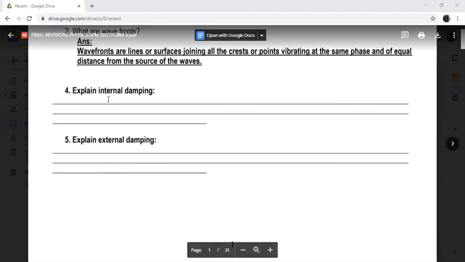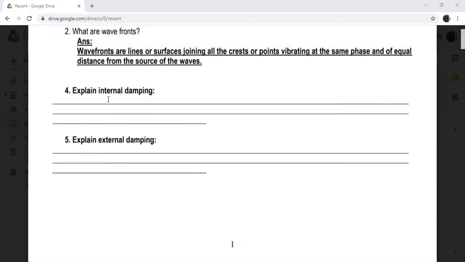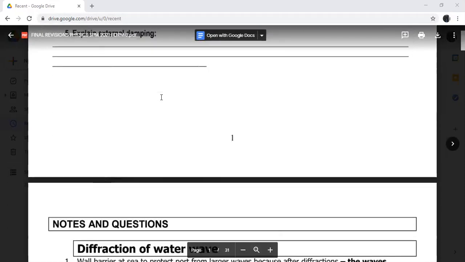Then we have two more common explanations, internal damping and external damping. Internal damping: loss of energy to overcome forces of attraction between the particles, because there are forces of compression and stretching between the particles, right? So that's how we look at it. Then external damping is to overcome air resistance. So for damping, you have to know the definitions.